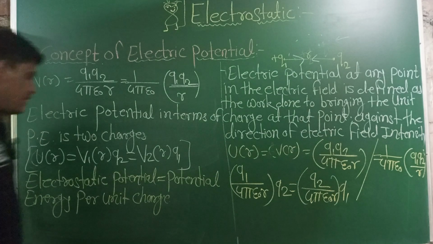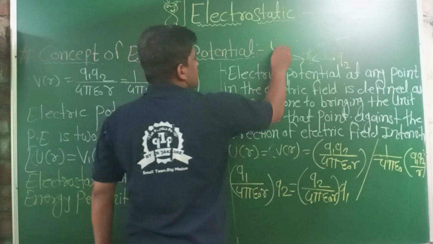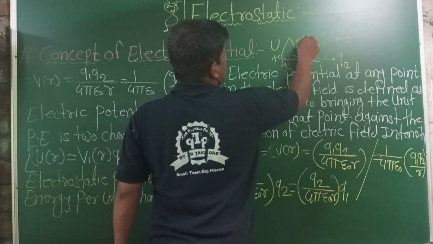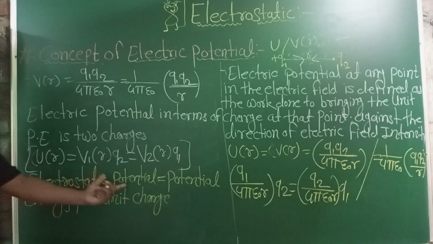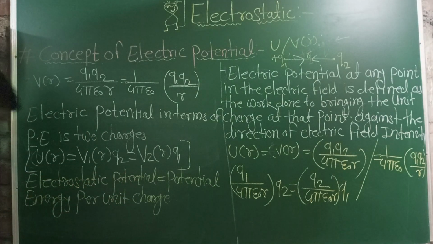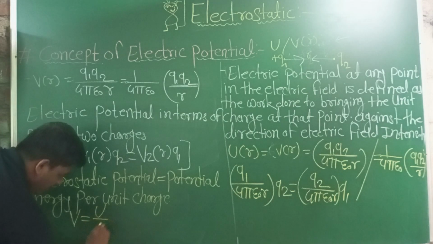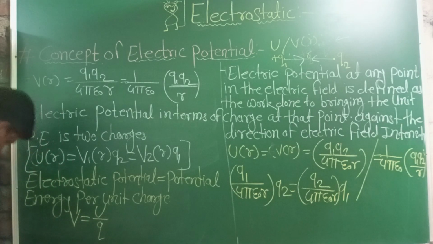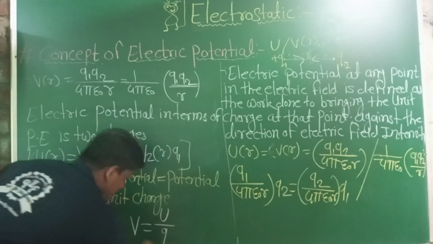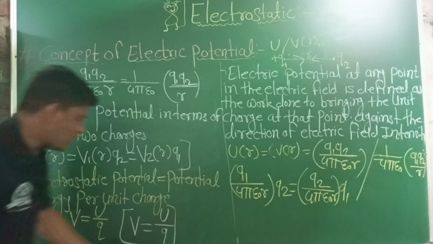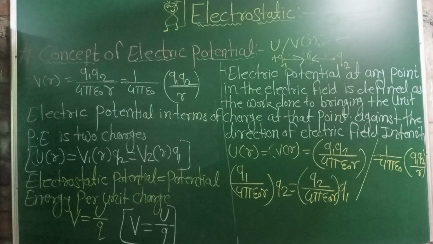Now we will be finding the difference between the potential energy. The potential energy is U and electric potential is V of r. V is the electric potential and U is the potential energy. Then V is equal to U divided by q. Q is the unit charge, U is the potential energy, and V must be the electric potential.